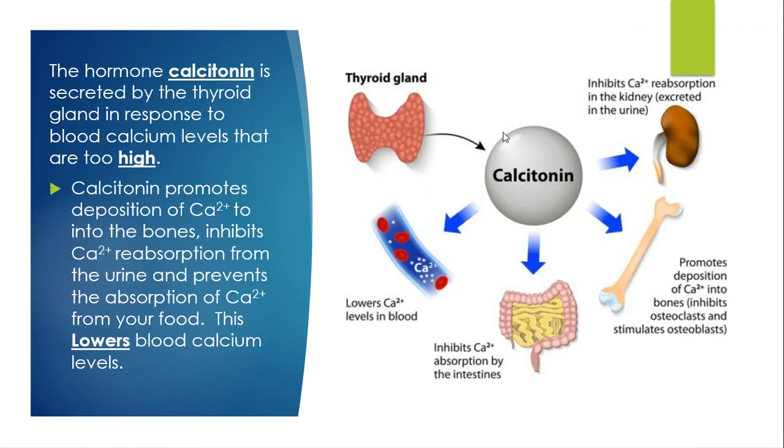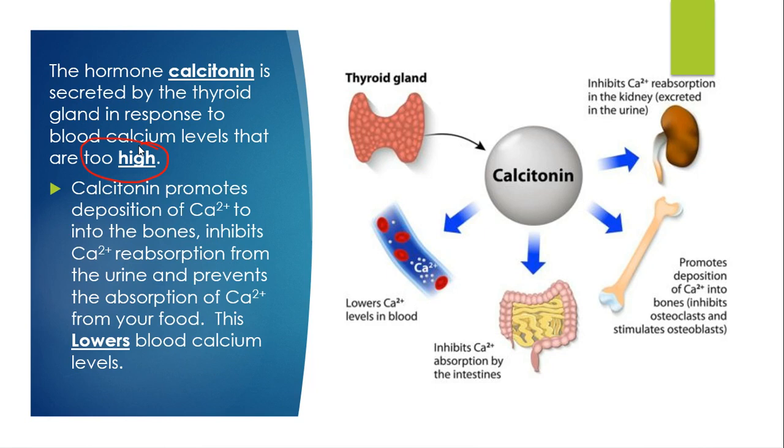So there are 2 hormones that work in opposition of one another to make sure that our calcium levels fall within an acceptable range. Okay, the first hormone is called calcitonin, and it is secreted by the thyroid gland in response to calcium levels of the blood that are too high. Remember, too much calcium in your blood is a bad thing. So under these circumstances, your thyroid would secrete calcitonin.